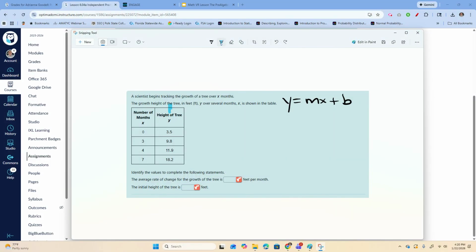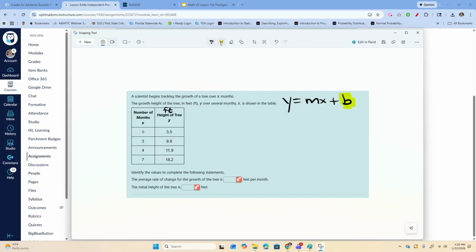Let me put that here, feet. Let me put it by pencil. Feet, okay, over several months, and that will be x. So x is the month. All right. What I want to do, I want to find the value of b.